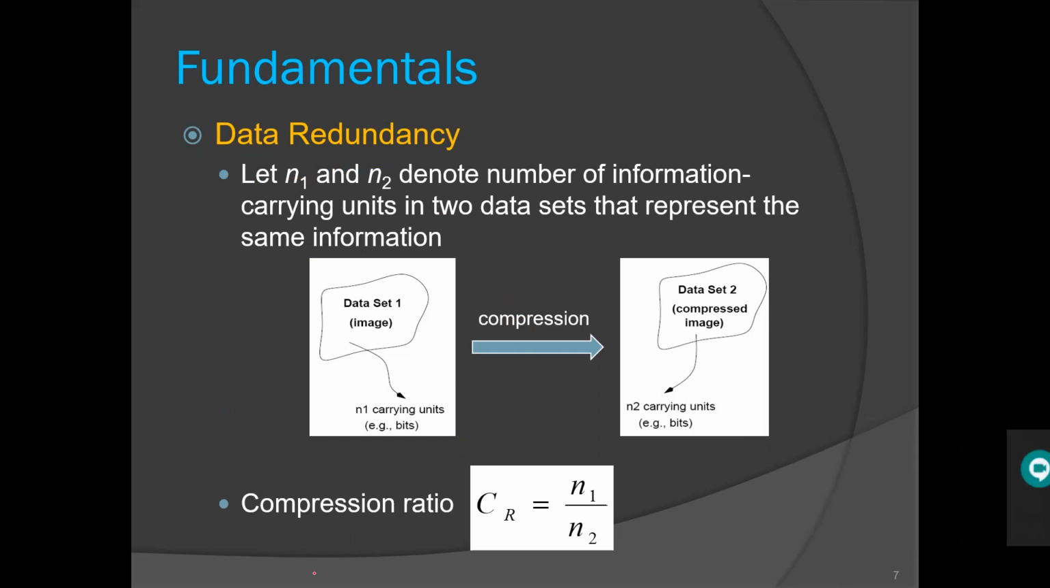Now we'll see different terminologies. First one is known as the compression ratio, which is represented by CR, or in some cases you may find it represented by C only. Consider this is our original image or dataset 1, and it requires n1 bits for storage, and after compression the compressed image or dataset 2 requires n2 bits. The ratio n1 by n2 is known as the compression ratio. For example, if image 1 requires 10 bits, and after compression the compressed image requires 1 bit, the compression ratio will be 10. So for ideal compression you want the value of CR as high as possible. So this is compression ratio.